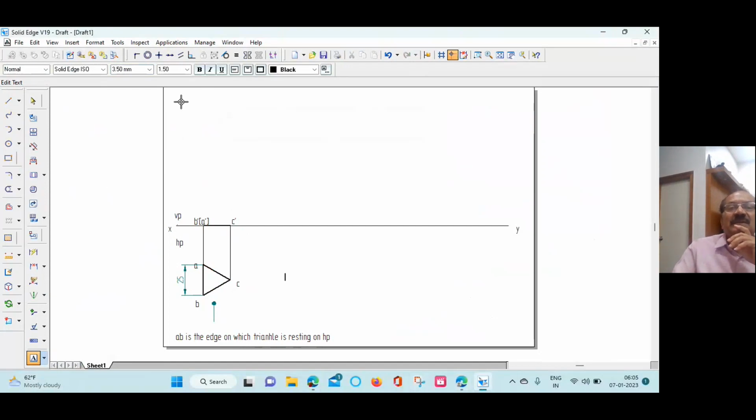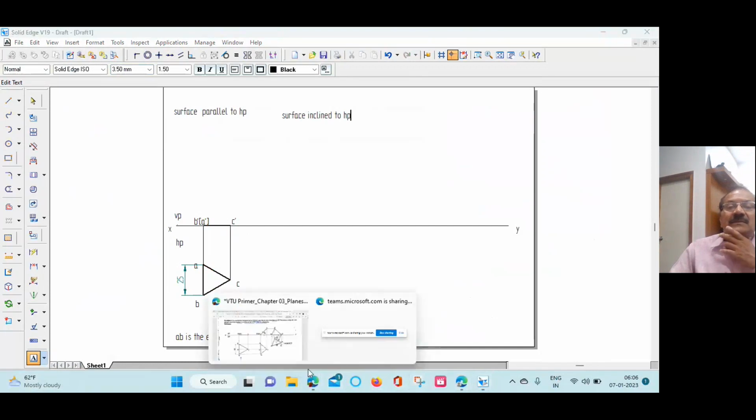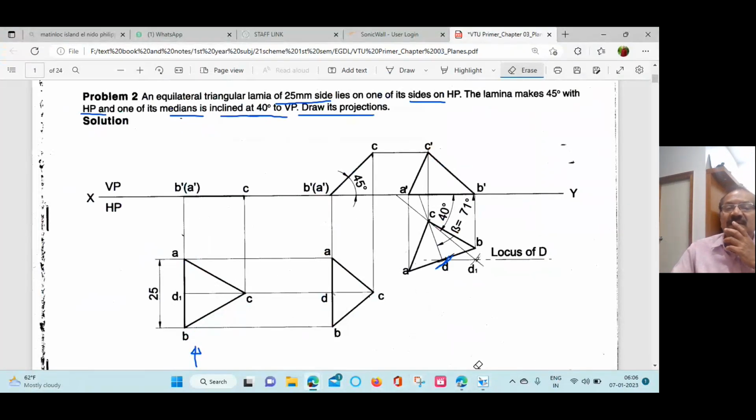Okay. Then second position. The first position is surface parallel to HP. This is a change of position method. We are keeping it parallel to HP. Second position will be surface inclined to HP. How much angle is given? Go to the data. Angle given is 45 degrees. Surface inclined to HP at 45 degrees.